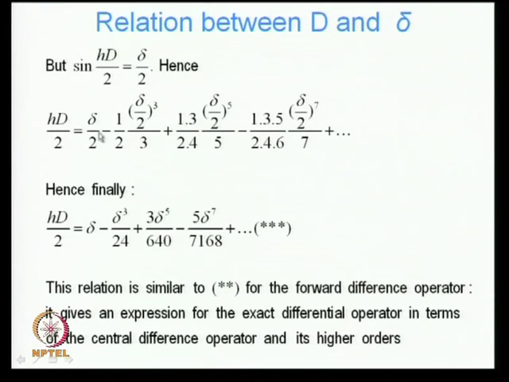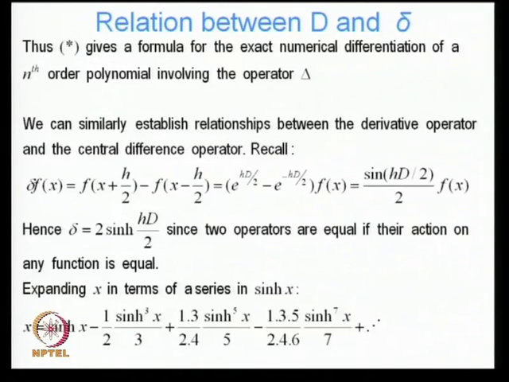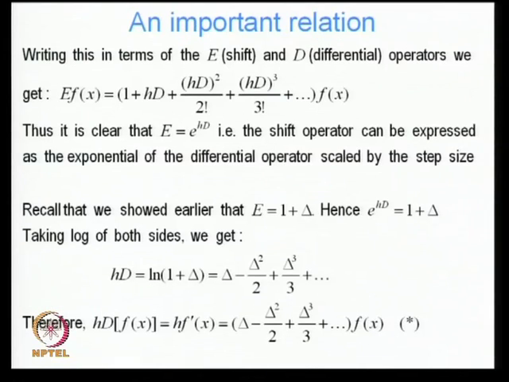So, hD by 2 is equal to delta by 2 minus half of delta by 2 cubed by 3 and so on and so forth. And finally, we get a series like this, hD is equal to delta minus delta cubed and so on. So, this gives me a series very similar to the series I got between the forward difference operator and my differential operator, right. There I got hD in terms of delta minus delta squared by 2 and so on and so forth.